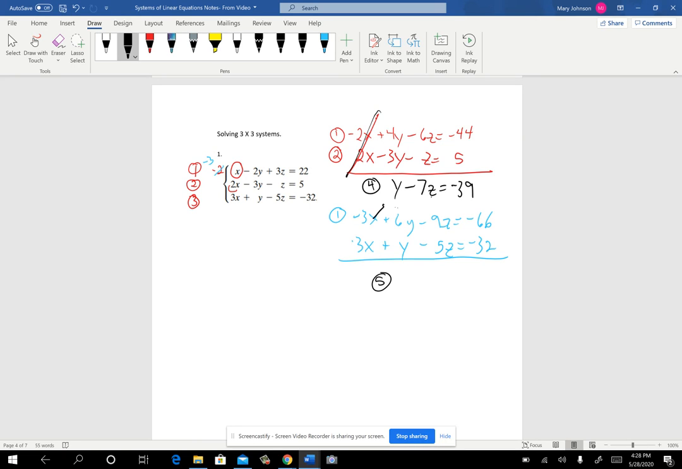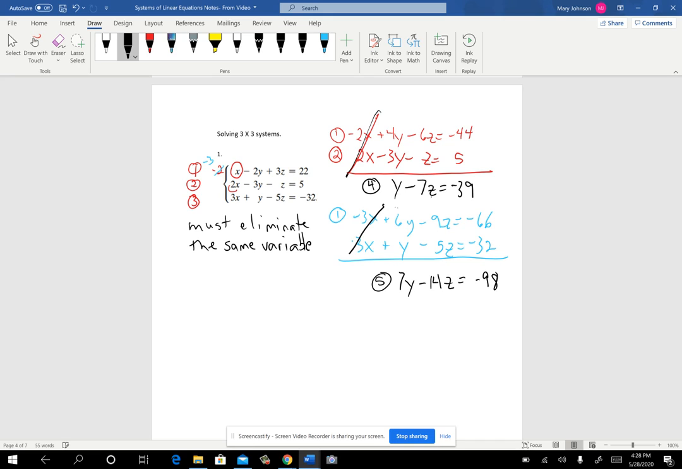And see how I made the X go away again? That's really important. That'd be the big note to make. You must eliminate the same variable both times. Okay. So you need your equation 4 and 5 to both have the same two variables in them. So now when I combine these, I get a 7y minus 14z equals negative 98.